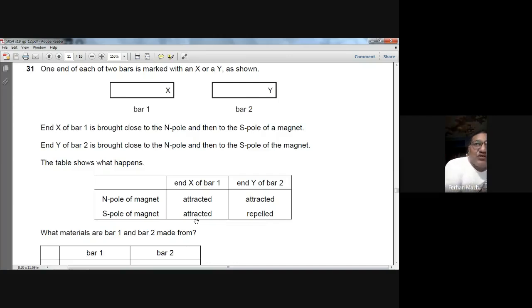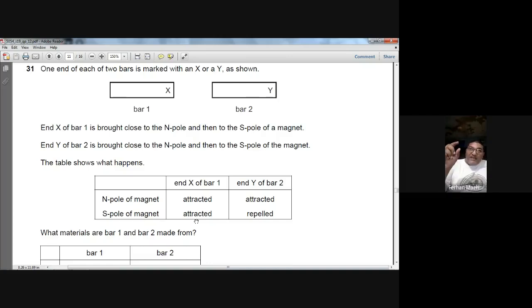Okay, look at bar 2, its end Y. When it was brought near the North Pole, it was attracted. But when it was brought near the South Pole, it was repelled. This means the repulsion shows that bar 2 is a magnet itself. It's a magnetized material, because a magnetized material's end Y will be attracted by one pole and it will be repelled by the other pole.